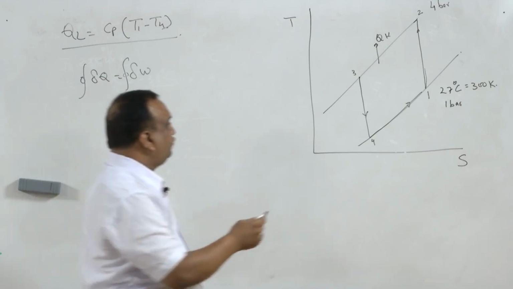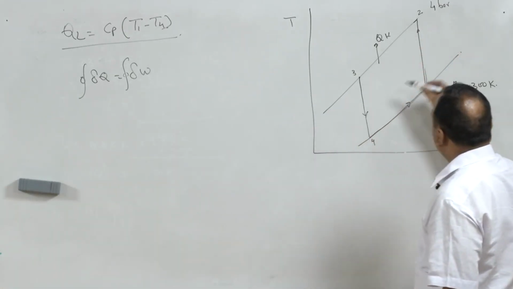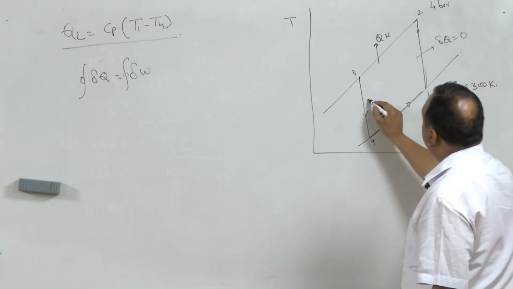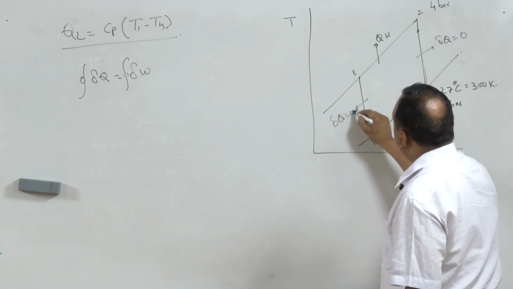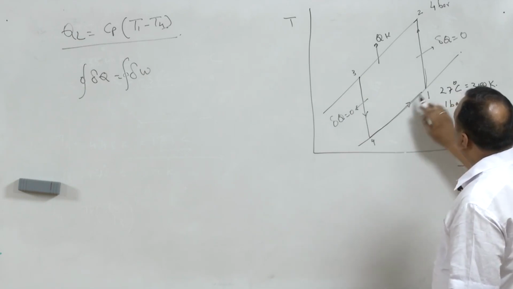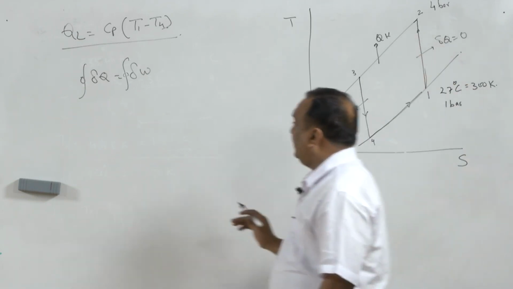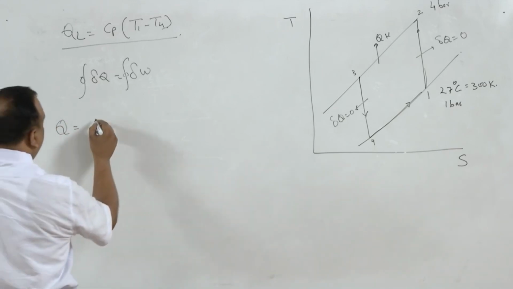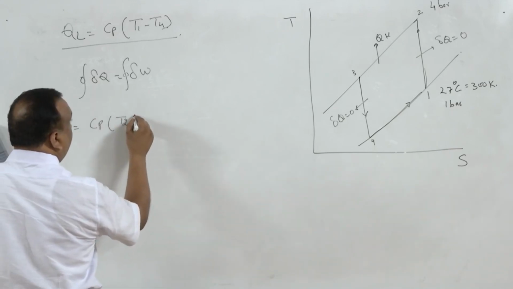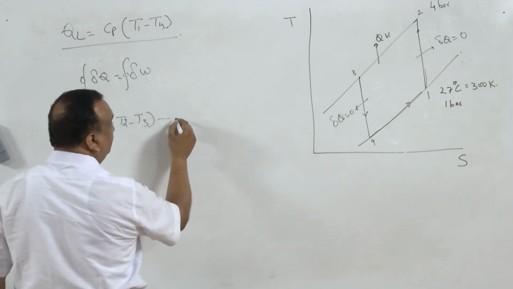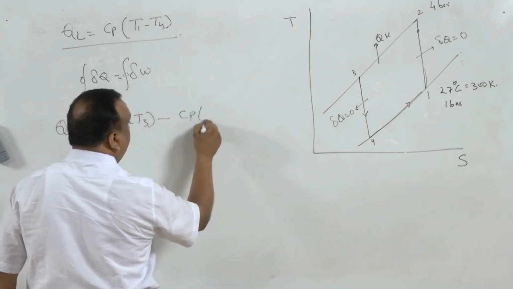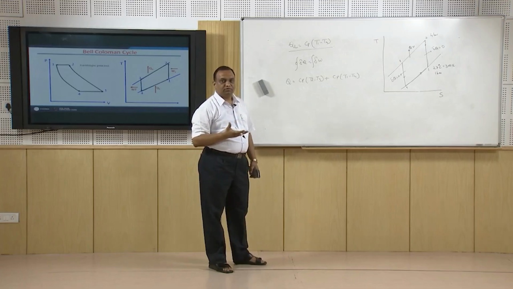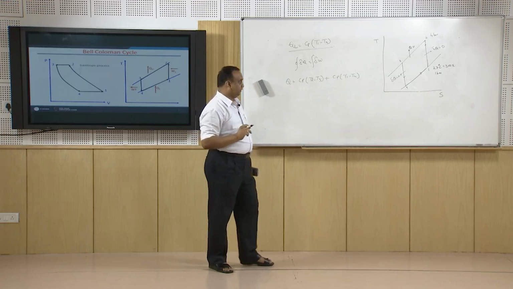Here, in these two processes, process 1 to 2 and 3 to 4, they are isentropic processes, so heat transfer is 0. Heat transfer takes place only in processes 4 to 1 and 2 to 3. So, net heat transfer is Cp (T1 minus T4) minus Cp (T2 minus T3), and this net heat transfer is also the net work transfer. That is one way of doing it.